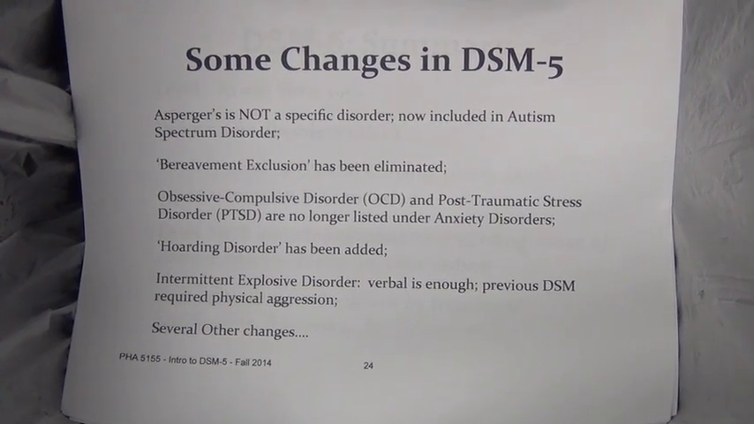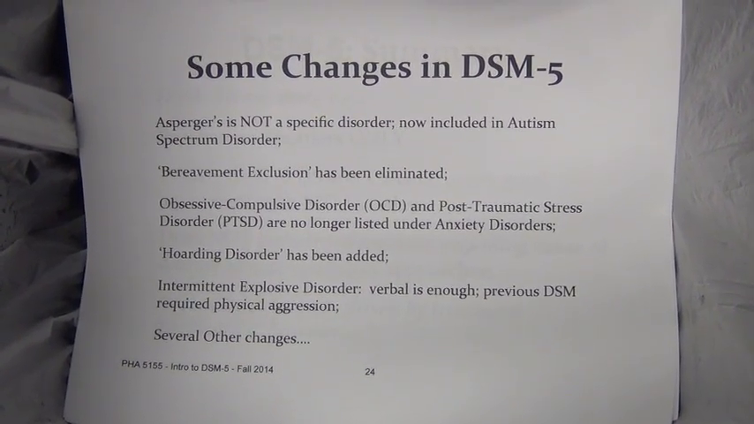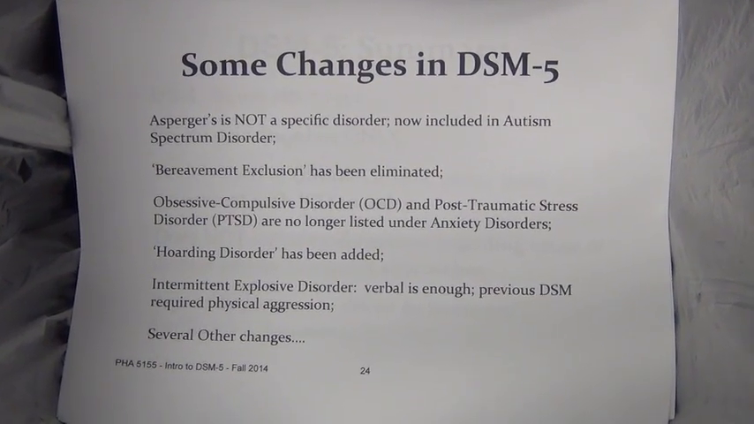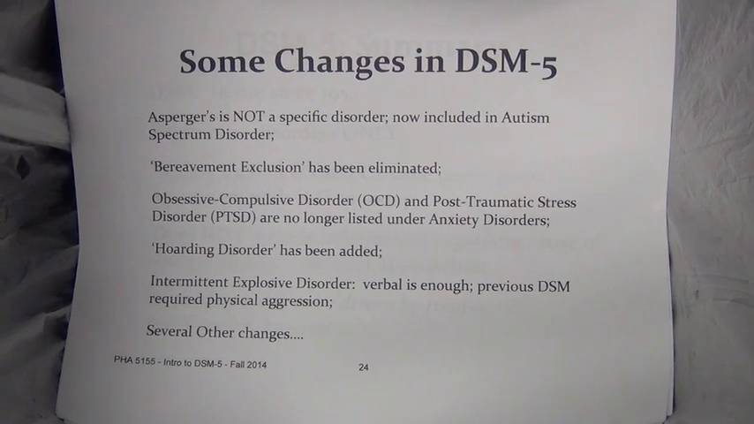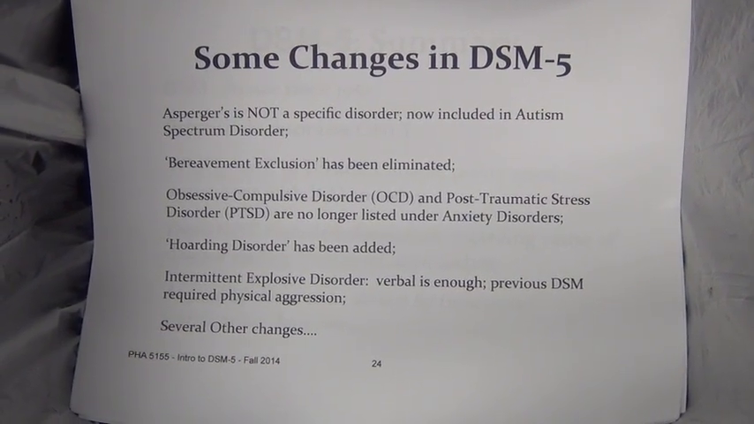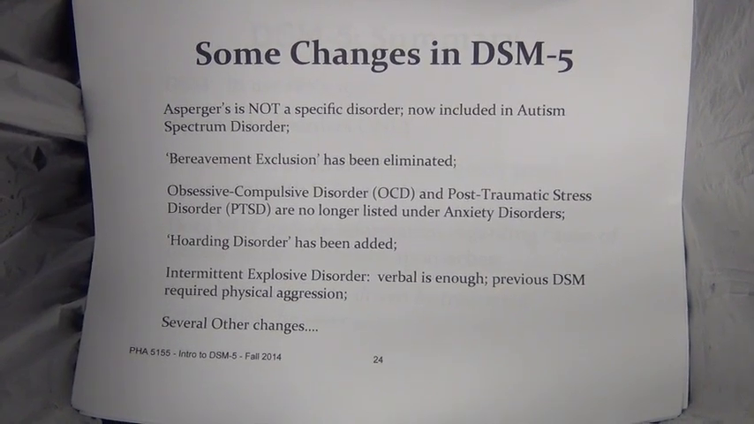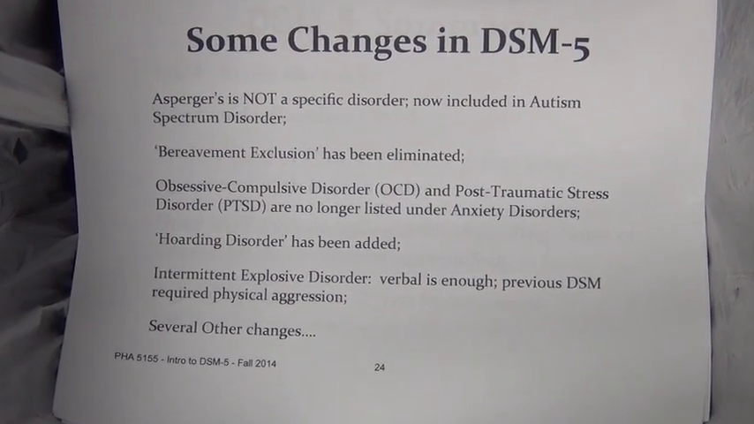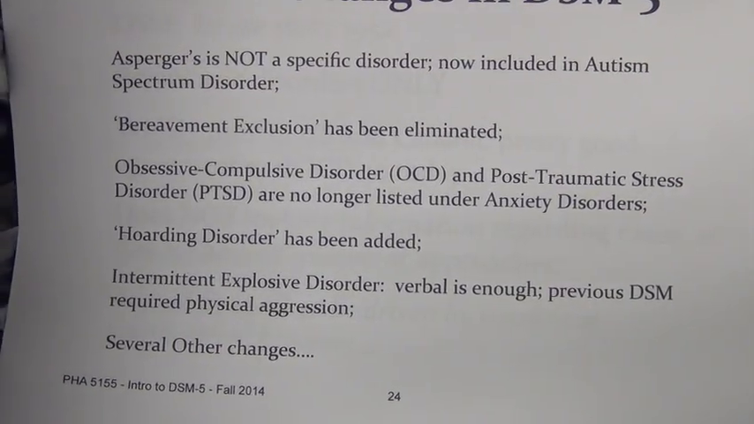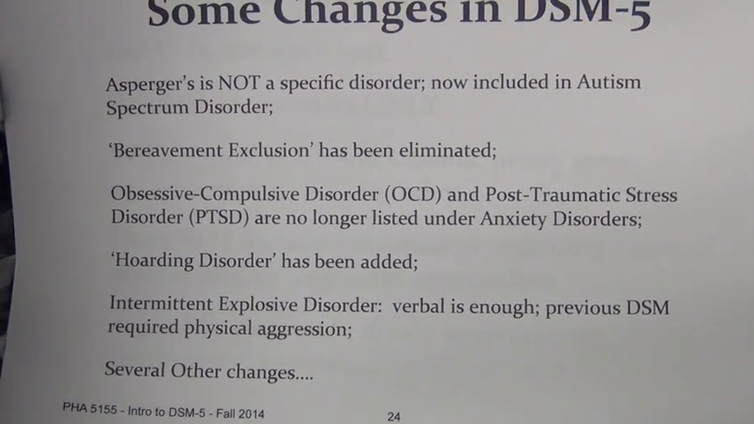A couple of changes went into effect in DSM-5 that will affect some of our lectures. OCD, obsessive compulsive disorder, and PTSD, post-traumatic stress disorder, have been removed from the anxiety disorders section. We'll talk about that a little later, but they're not out of the DSM. They're just in different categories now. Hoarding disorder has been added. I guess the cynic would say that's because the writers of DSM-5 have been watching cable TV just like a lot of other people.